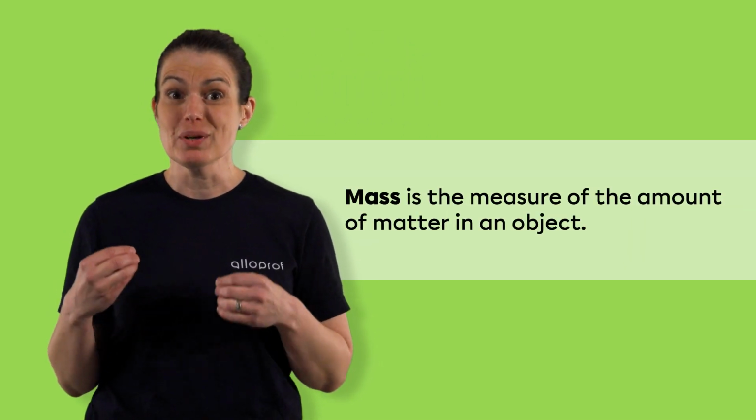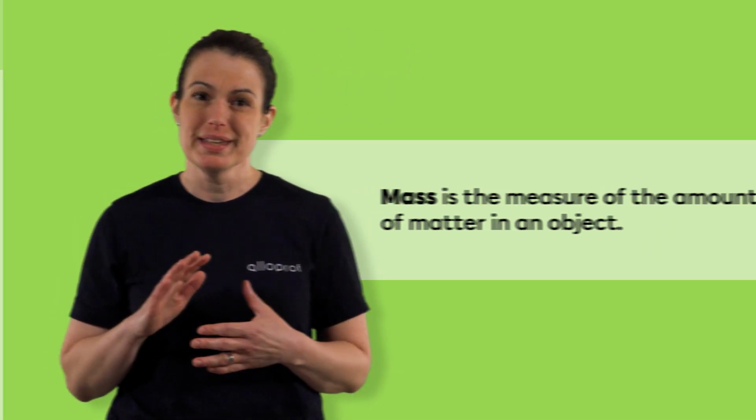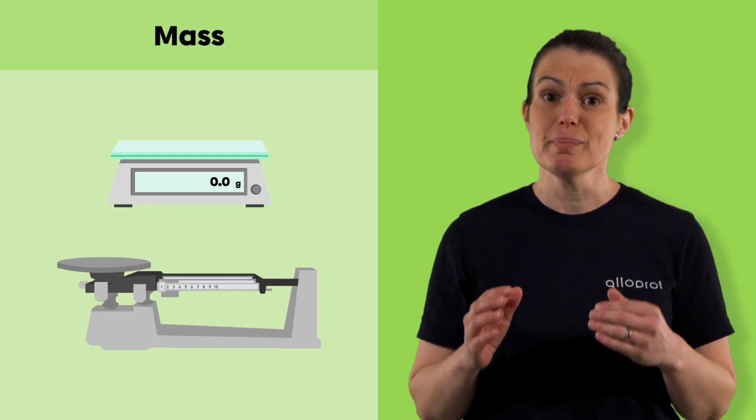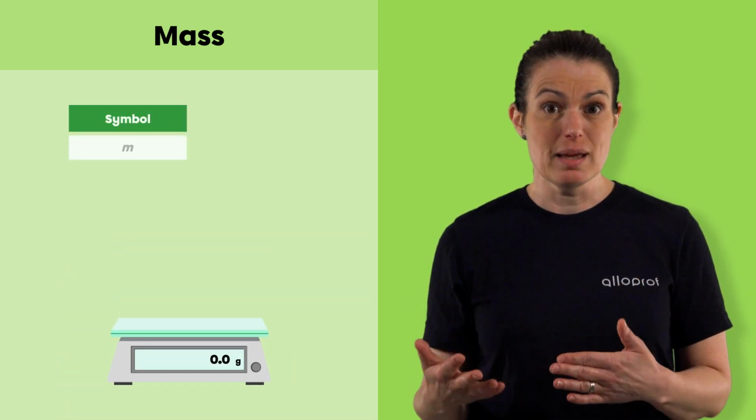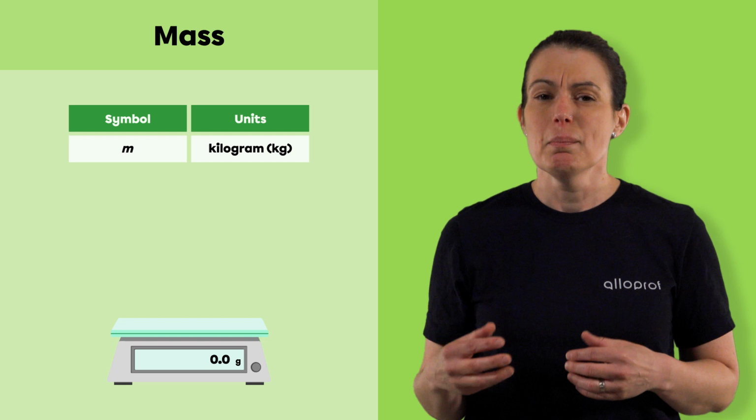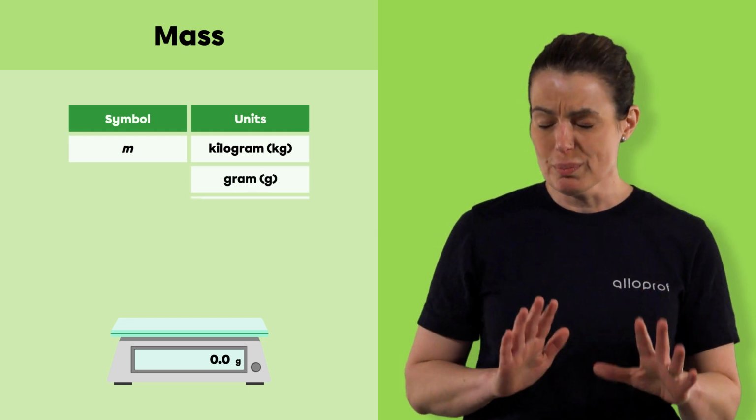What is the difference between mass and weight? Mass is the measure of the amount of matter in an object. In the lab, mass is measured using a balance. The symbol for mass is m, and its unit is kilograms, but it's often expressed in grams or milligrams.